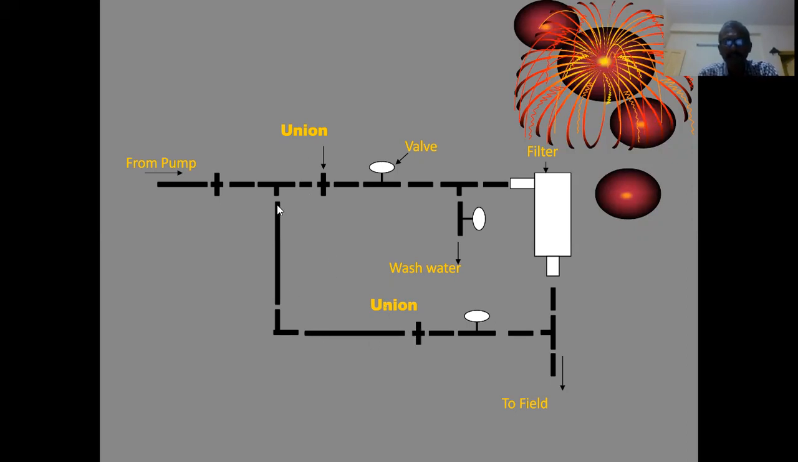So wherever the pipe is looped, something like this, you need to have a union. See here also there is a union. If somebody wants to do some kind of repair at the pump side, then this has to be disconnected. So you need a union.